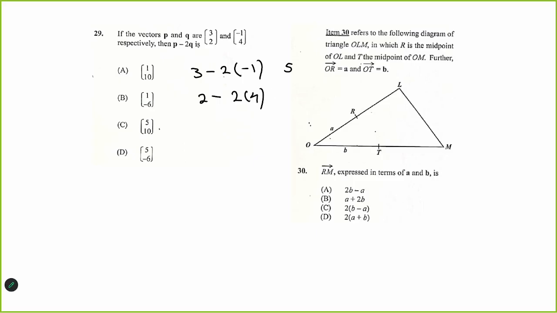2 minus 8 is negative 6. So the answer is D. Right? Item 30 refers to the following Venn diagram. Again, this is a repeated question, right? We want RM, so that's R to O, O to M, that's negative A, and then O to M would be 2B. So negative A plus 2B, so it's A. That is the end of May, June 2021.